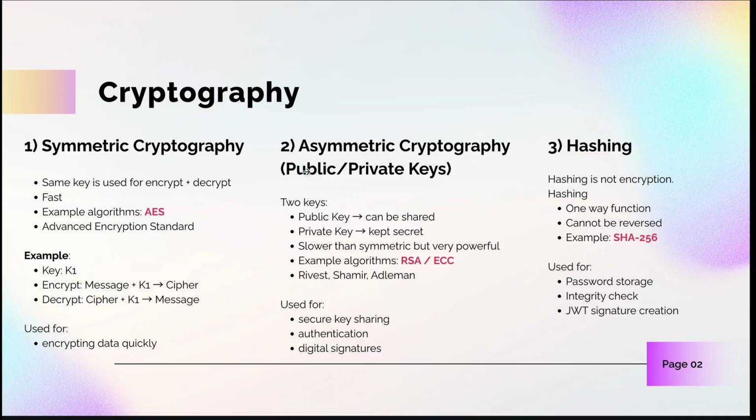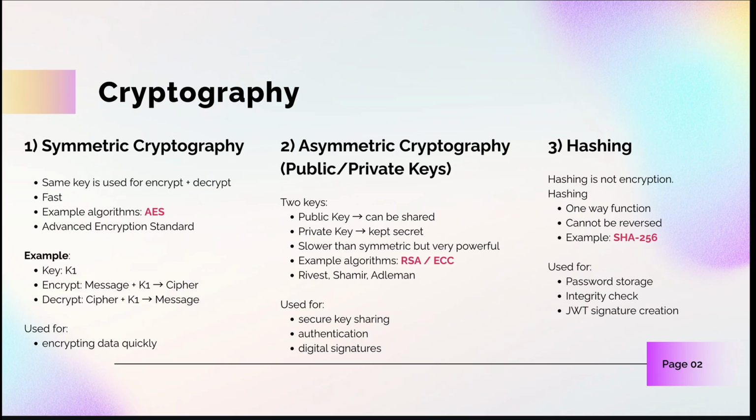Then we have asymmetric cryptography, also known as public-private key. There are two keys, one is the public key and the other is the private key, and it is slower than the symmetric key. The public key is shared with everyone, but the private key is not shared with anyone, it is kept with the user only. This is used for securing the key sharing mechanism, and also for authentication and digital signatures.